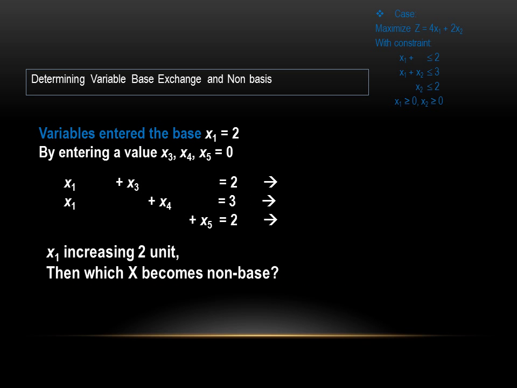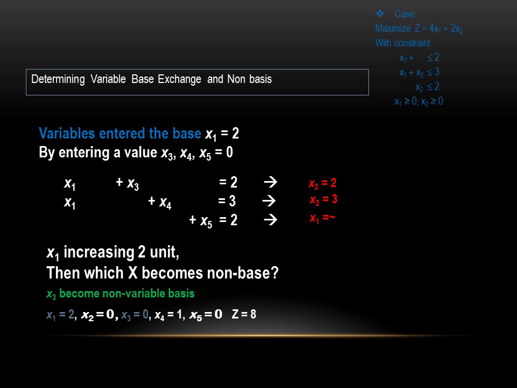So this is determining which variable enters the basis and which leaves. The variable entering the base is x1 equal to 2, with x3, x4, x5 being 0. It is the same as previously. If you want to increase x1 to 2, then we can know which one is the non-basic variable, and the non-basic variable is the one that gets 0, right? So you can know that x3 becomes 0.